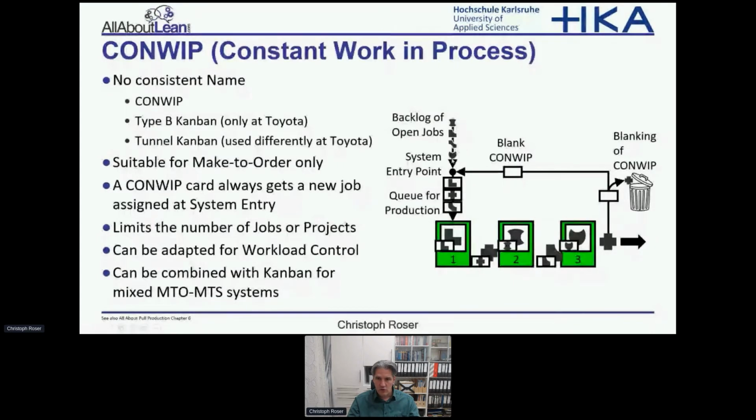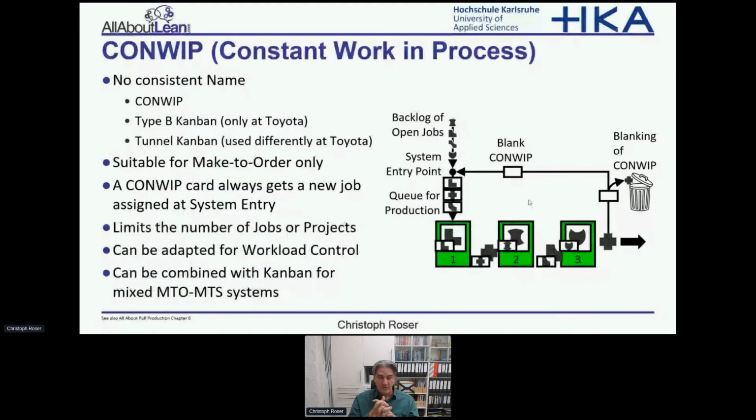And if you have a job and a card, then it gets merged. The card gets assigned the next job, which should be the highest priority job. So this is sorted by priority. And the highest priority job gets on the card and then gets released in the system. With this approach, you never have more jobs in the system than you do have CONWIP cards. So you limit the number of jobs or projects in a make-to-order system.